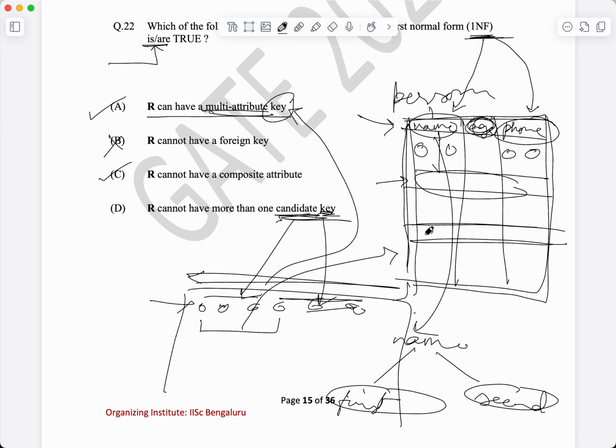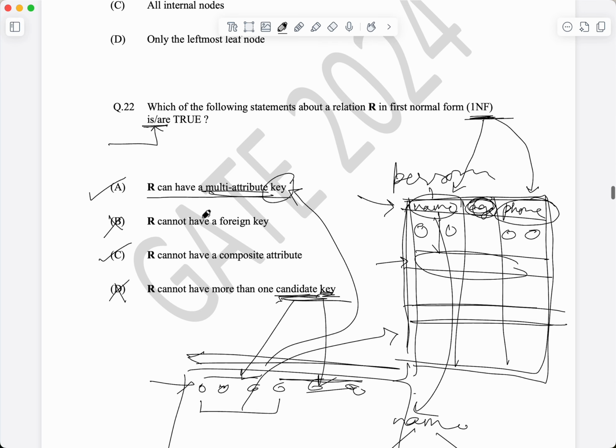So a relation can have multiple candidate keys, right? What D states is R cannot have more than one candidate key. So this is a false statement because R can have multiple candidate keys. I have demonstrated how it can have, right? So this is a false statement. So the answer for this question is A and C.